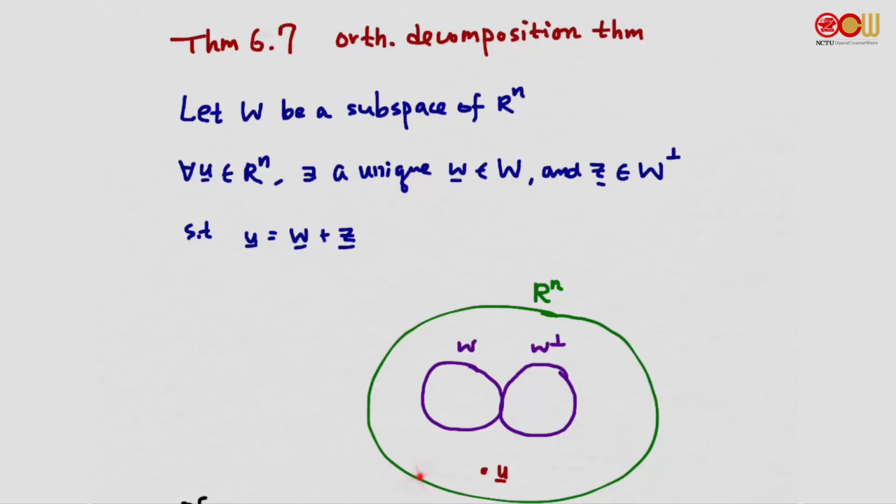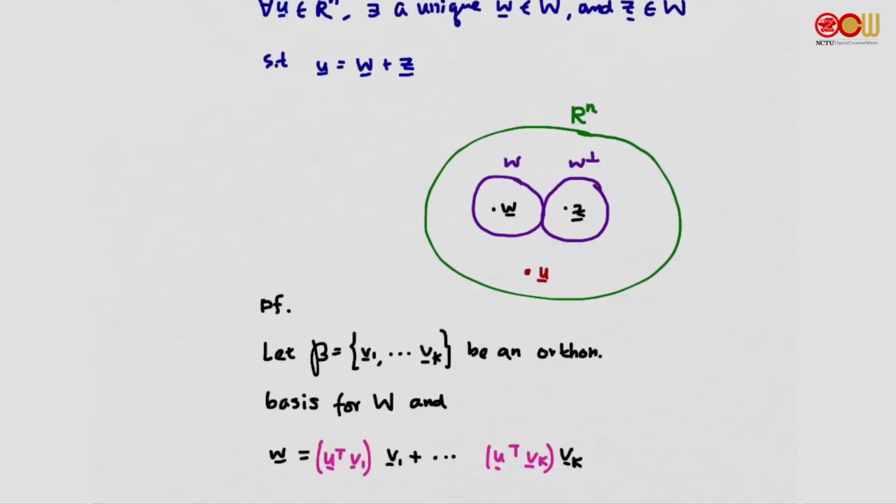So here's the Rn. This is W, this is W perp, and this is the u vector, an arbitrary u vector in Rn. The theorem says we can always write it as the sum of a vector w in W and a vector z in W perp, and u is the sum of w and z. The proof is a construction proof.